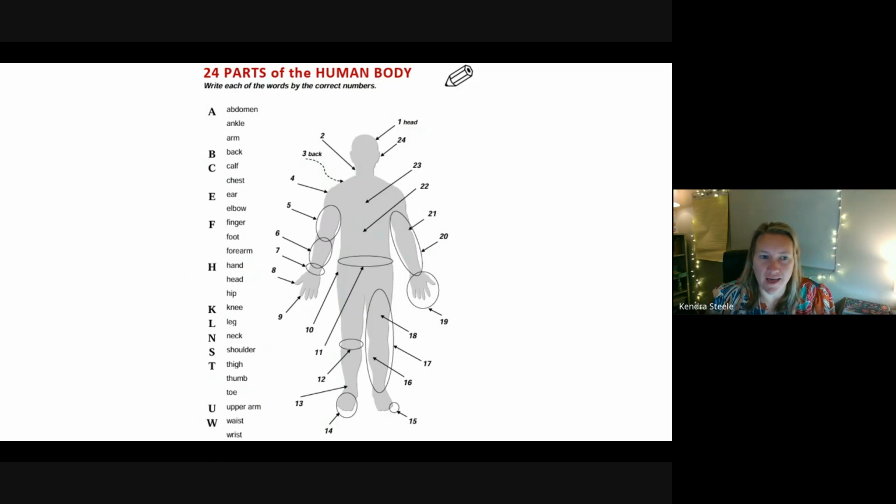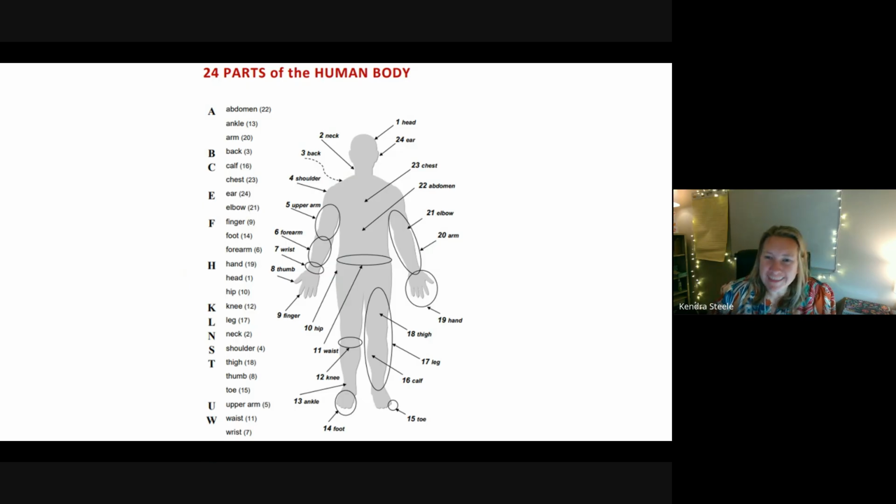Pause on this slide and try to match each word with the correct location on the body. On the next slide, I am going to show and explain the answers. Pause here if you want to practice this activity.